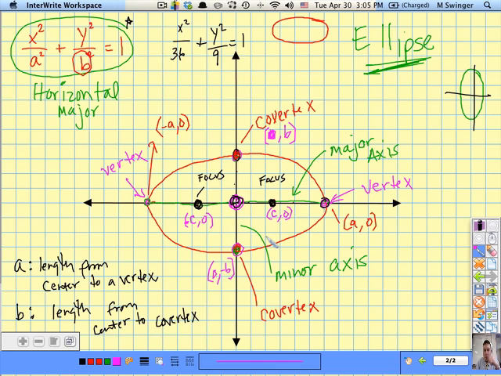Write those down. Those are important because I'm going to ask, what is the focus? What is the co-vertex? I'm going to ask you for all these things. What is the equation of this? A lot of little variables to remember. So take some good notes on this stuff. All right, that is the first type of ellipse, when it's horizontal. Now let's go to vertical. Everything's basically going to switch, so this one will be a lot quicker.